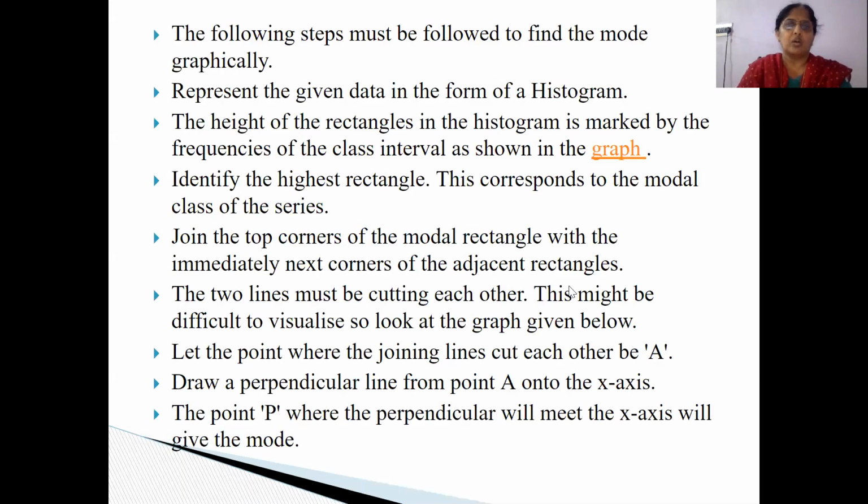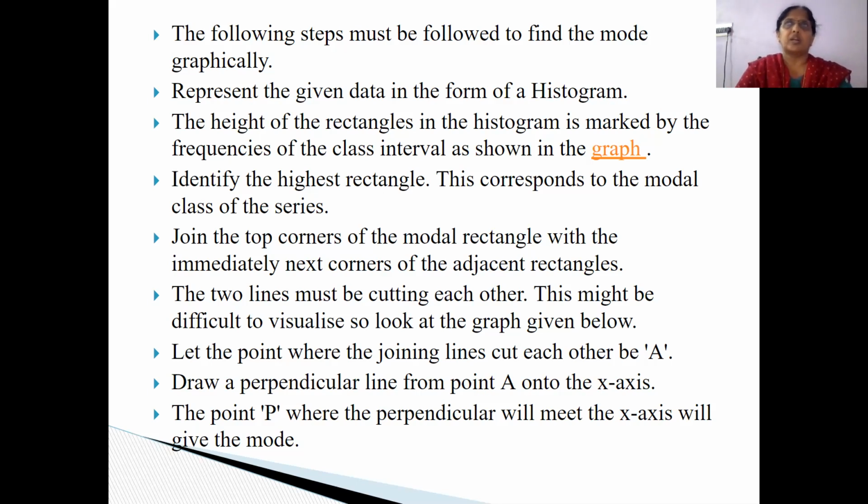This is also covered in the graphical, that is diagrammatic chapter, but there we only covered histograms and the frequency polygon. Here we are going to locate the mode with the help of the histogram and graphical location. So what are the steps? First, in the introduction, I am going to give the steps that must be followed to find the mode graphically. First, present the given data in the form of a histogram.